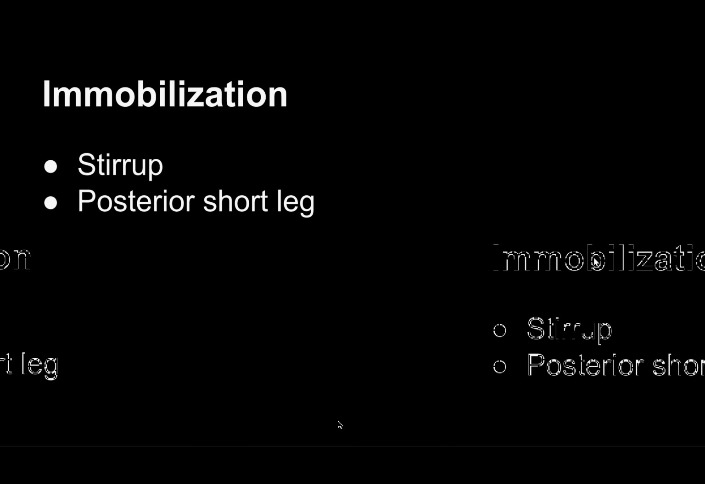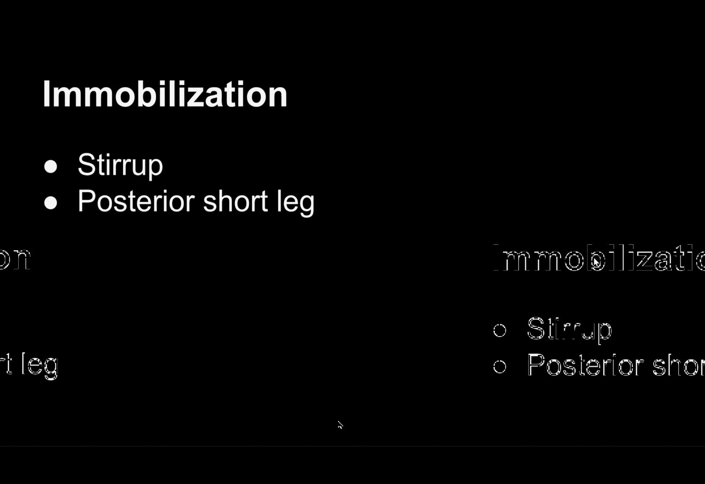So what do we do post-reduction? Well, we need to immobilize. So that's done with a stirrup. So a U-shape piece of bracing that supports the medial and lateral aspects of the ankle, and then you can also add a posterior short leg if necessary.